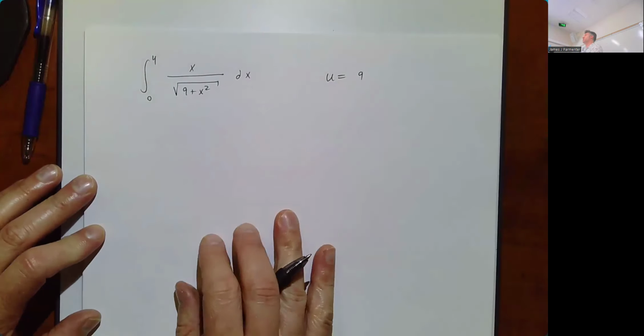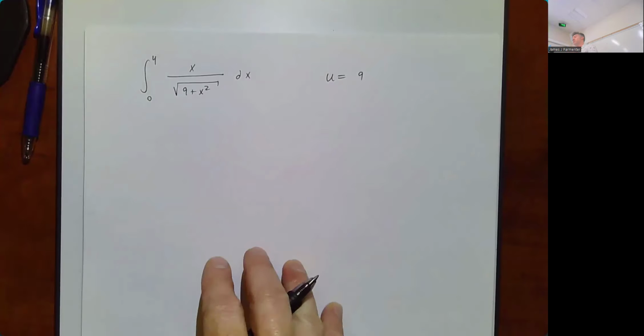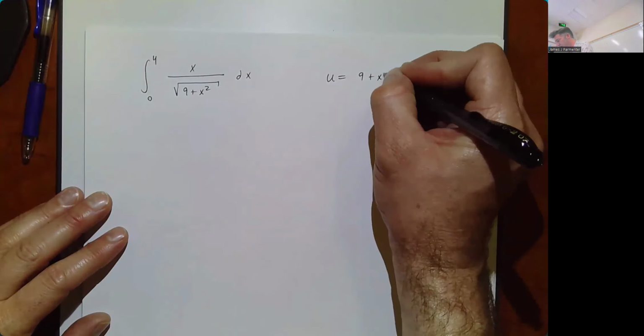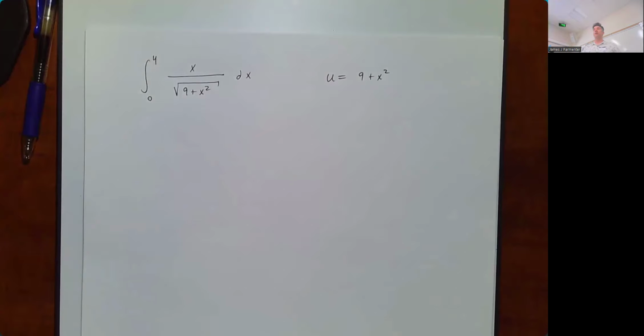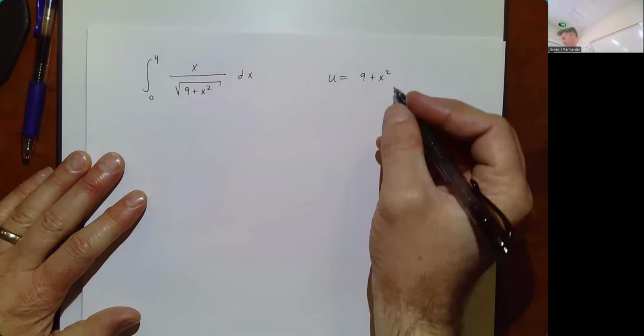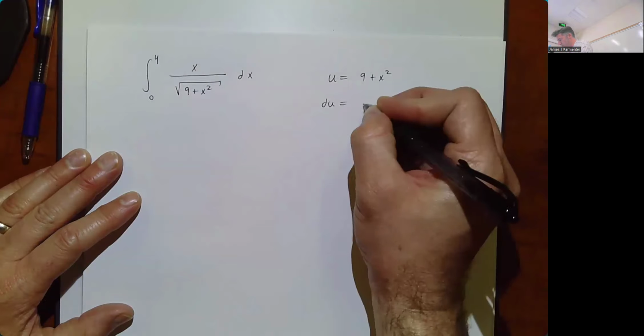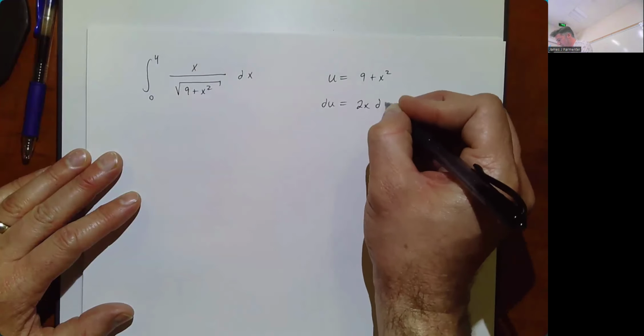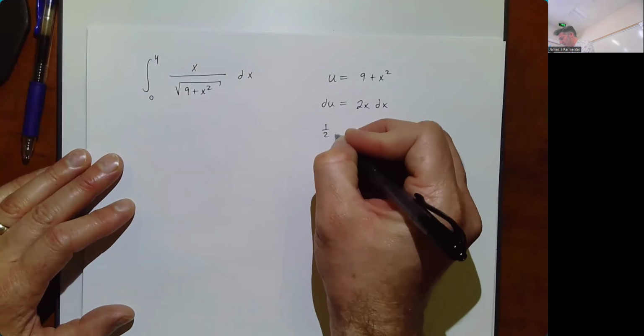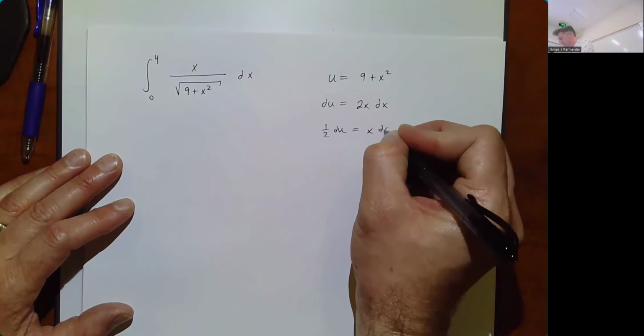Technically, you could say there's two plausible choices. The two technically plausible choices are the right choice, 9 plus x squared, and the less good choice, the square root of 9 plus x squared. But if you have the choice between a thing and a more complicated version of that thing, pick the less complicated version first. And if it doesn't work out, then try the more complicated version. So then my du is going to be 2x times dx. So 1/2 du is going to equal x dx.